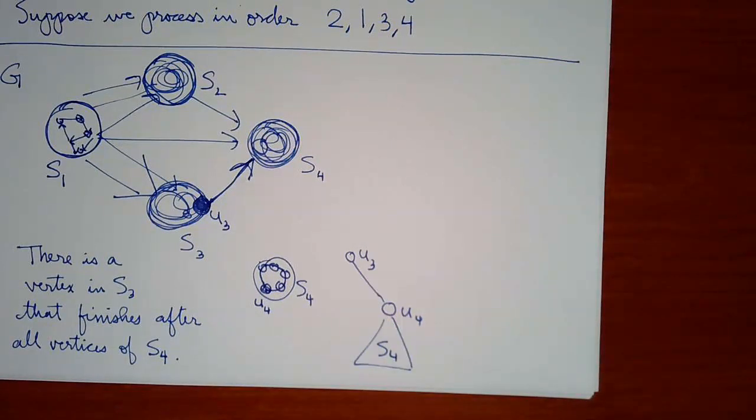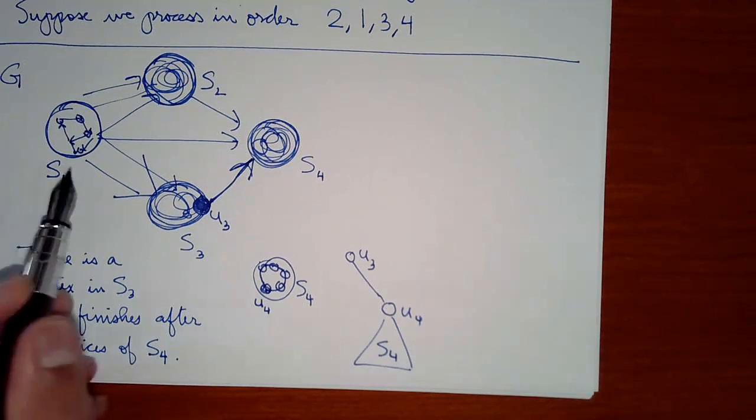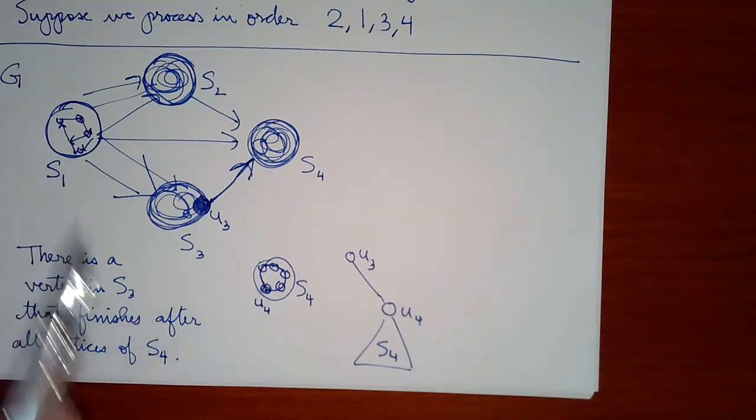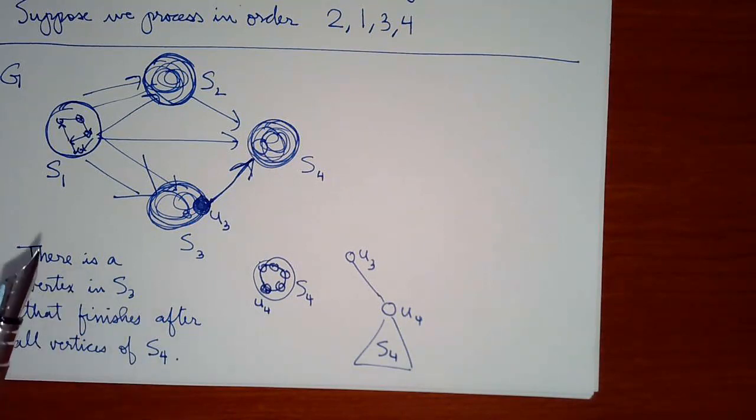Is it? We can't guarantee that though, because S1 is connected to S4, right? You can guarantee that, because I claim this is always going to be true. You can guarantee that there is a vertex in S1 that finishes after all the vertices in S4. Oh, I meant the claim that S3 will finish after S4. Yes, you can say that. S3 will finish after S4.